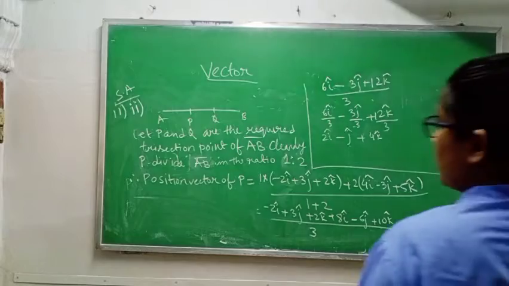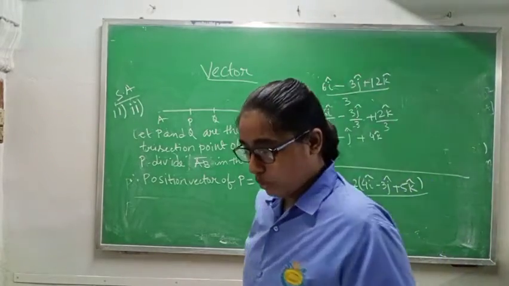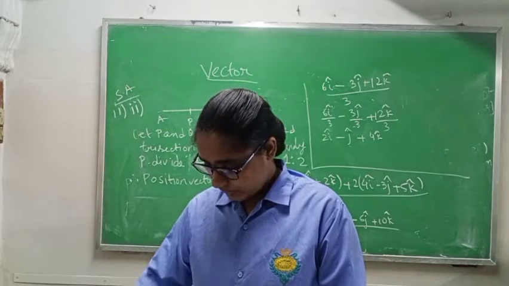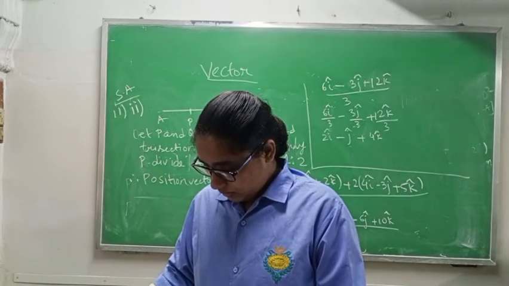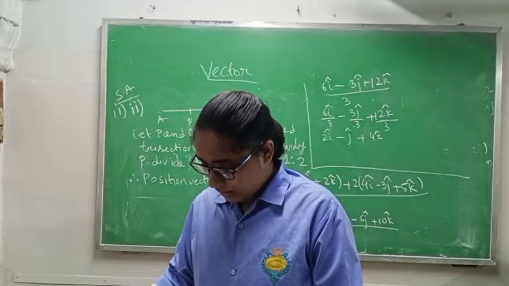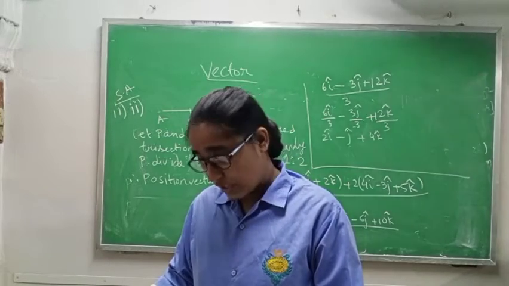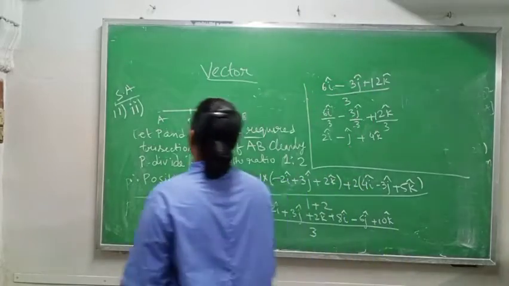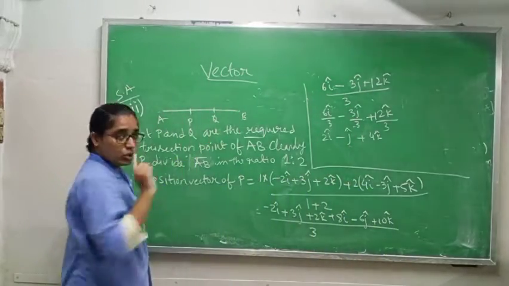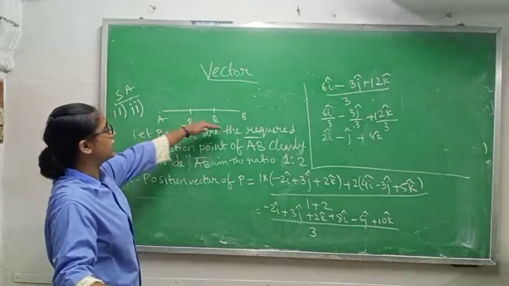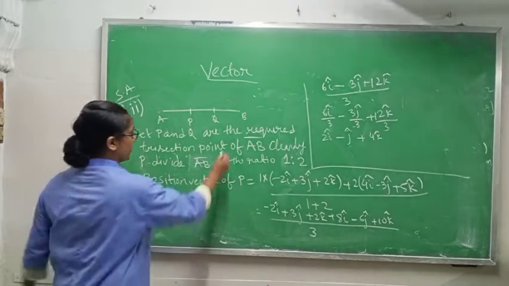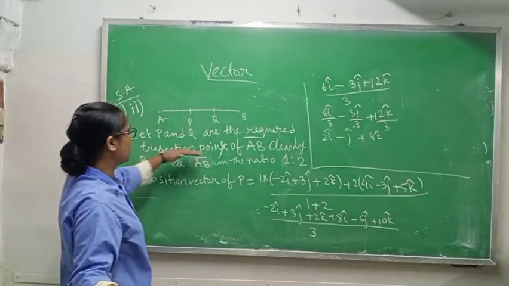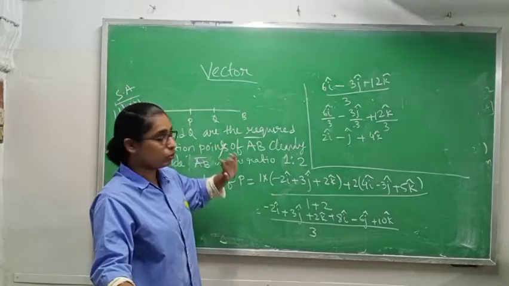Now class 12, see question number 11 part 2. It is written that the position vector of the point of trisection of the line segment AB. Trisection. So I am taking A and B line segment already given to you. Let P and Q be the required trisection points of AB line segment.